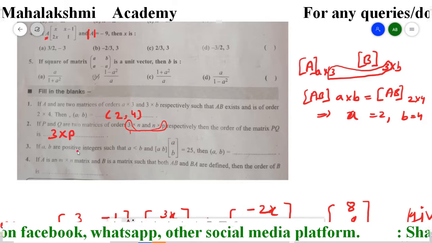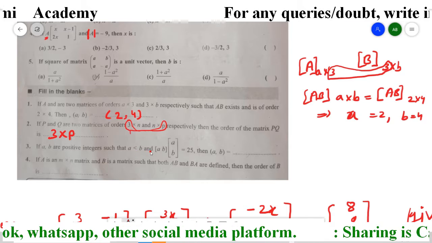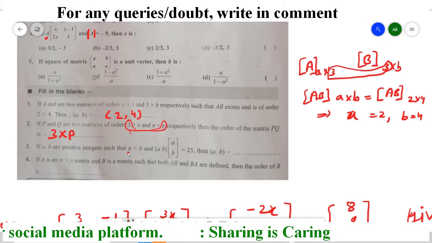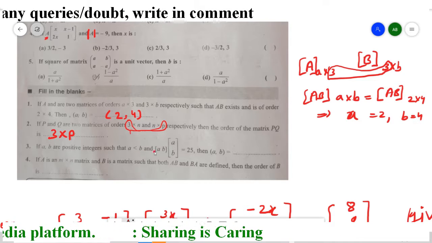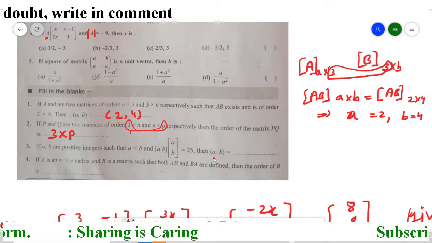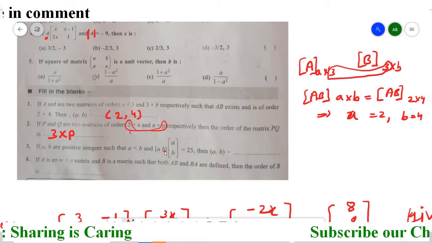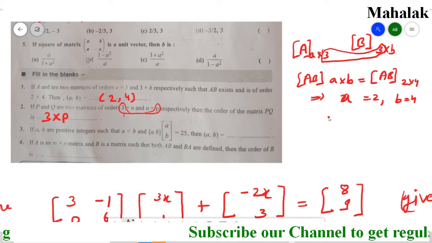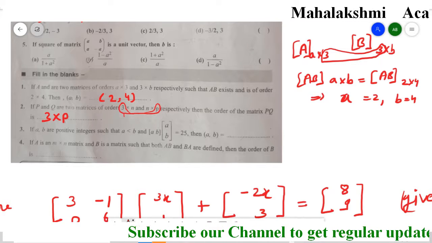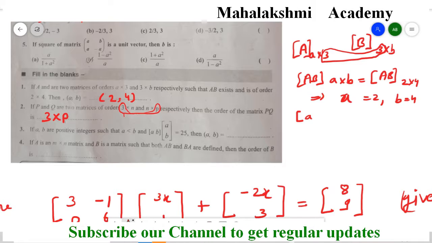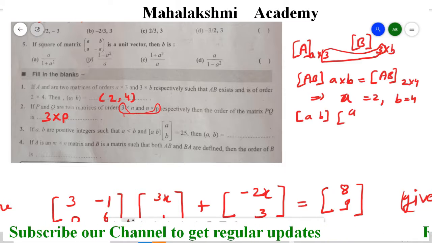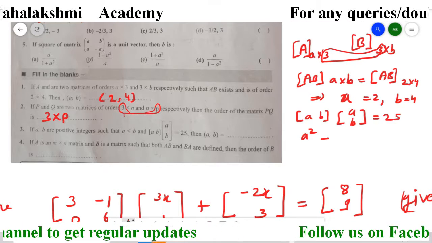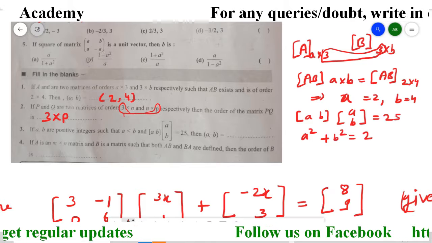Now if a and b are positive integers such that a is less than b and the product of these two matrices. So first thing, it is given to you that a is smaller than b. So whatever values we find here, we have to take care that a is smaller than b. The product of these two matrices is 25. So we will solve this. We will find the product of these two matrices. I am just doing it here. The product is given to us as 25. So a square plus b square is 25.